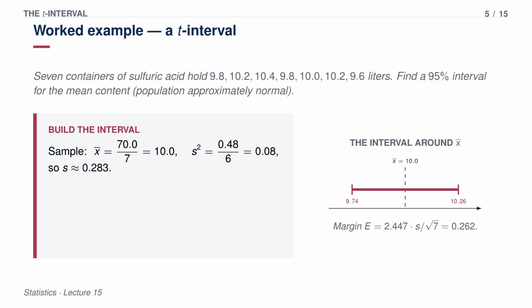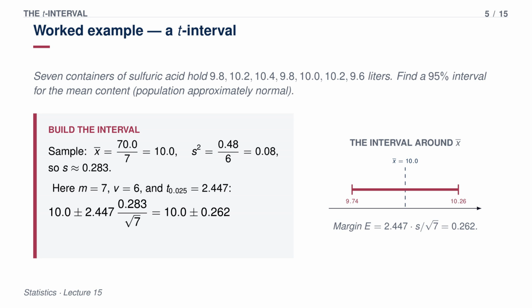Let's run it. 7 containers of acid, volumes in liters: 9.8, 10.2, 10.4, 9.8, 10, 10.2, 9.6. We assume the population is roughly normal and want a 95% interval for the mean content. First, the sample. The mean x bar is 70 over 7, exactly 10. The sample variance works out to 0.08, so s is about 0.283.